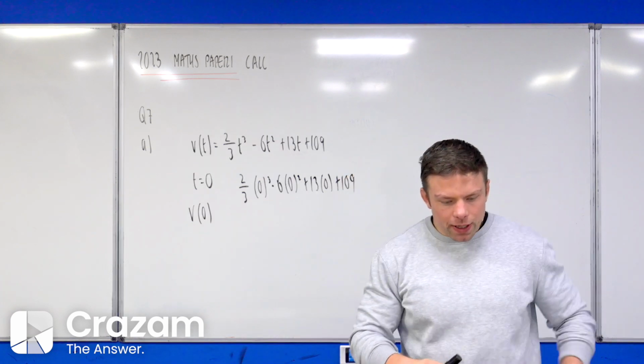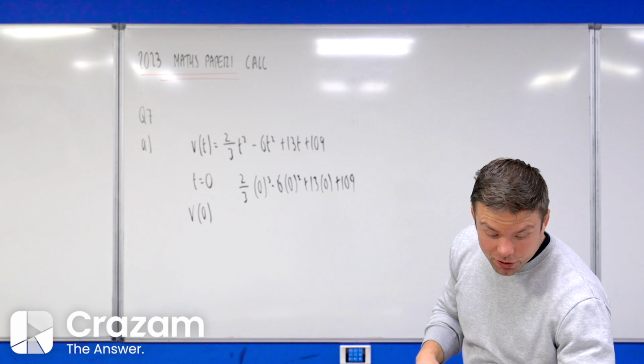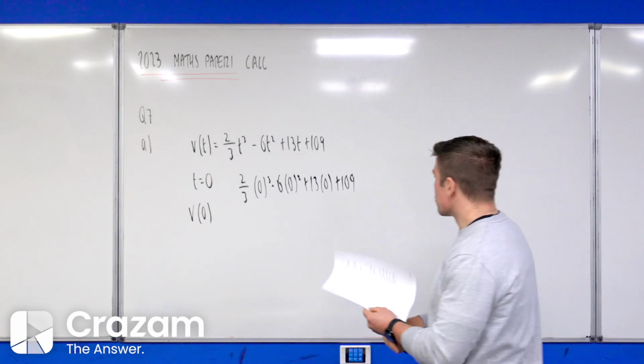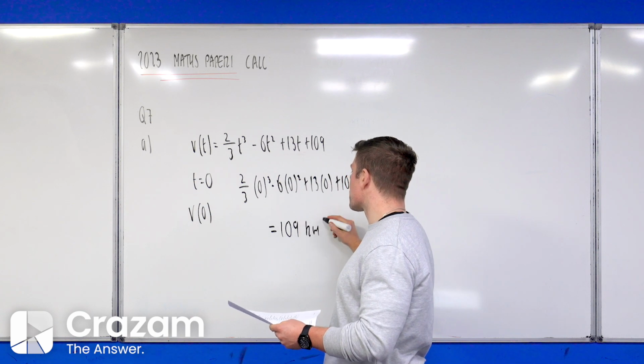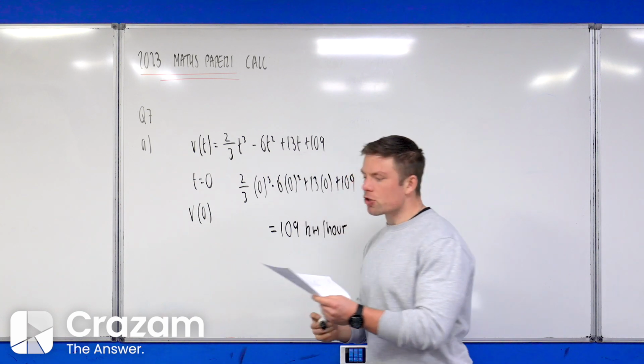And then when you work that out, the 0 is going to cancel on absolutely everything. You're just going to be left with 109. Now don't forget your unit. They told you in the question that it's kilometers per hour, so make sure you put that in.